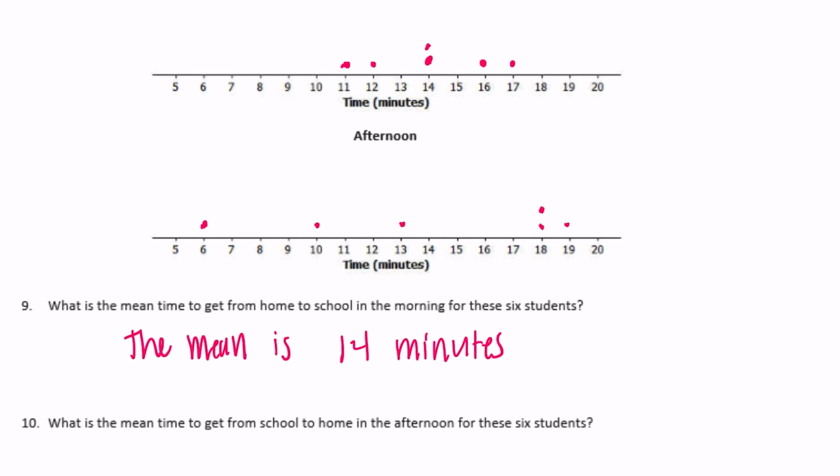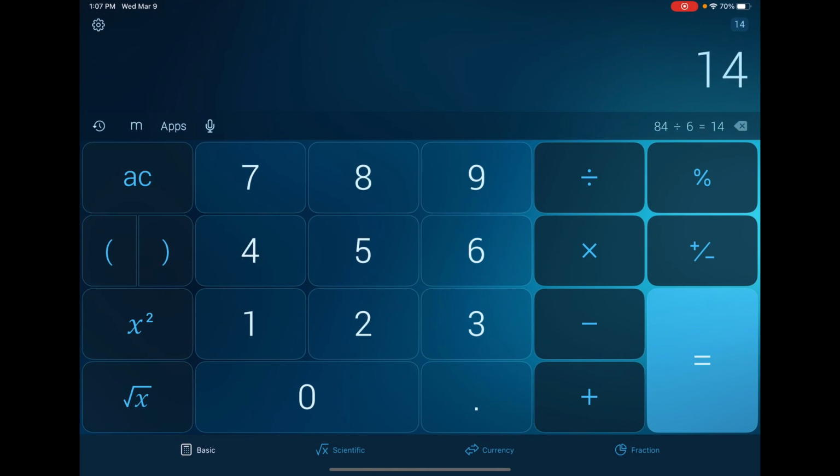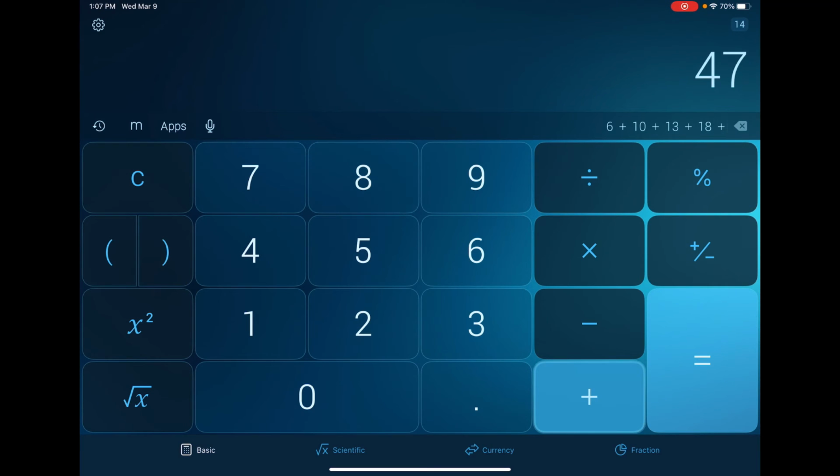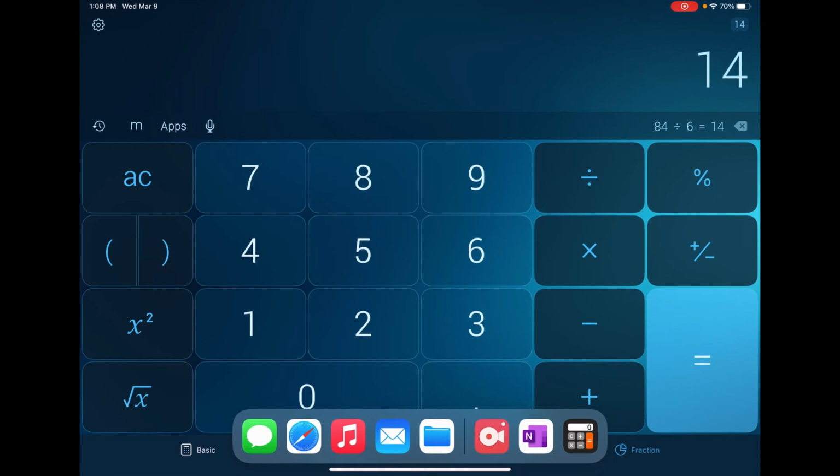And then let's do the afternoon time. So we're going to add them together and then divide by the 6 times. We have 6 plus 10 plus 13 plus 18 plus 18 plus 19. And then divided by 6, we also get 14.